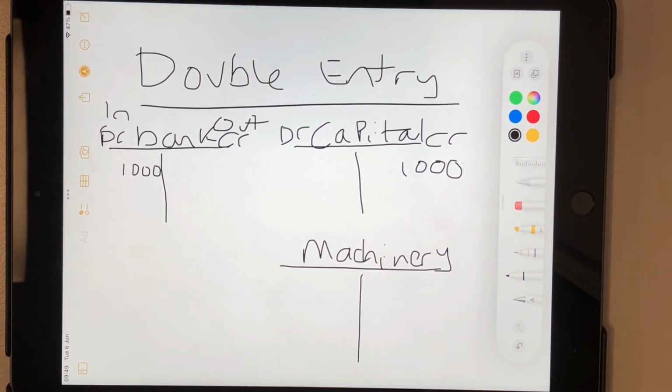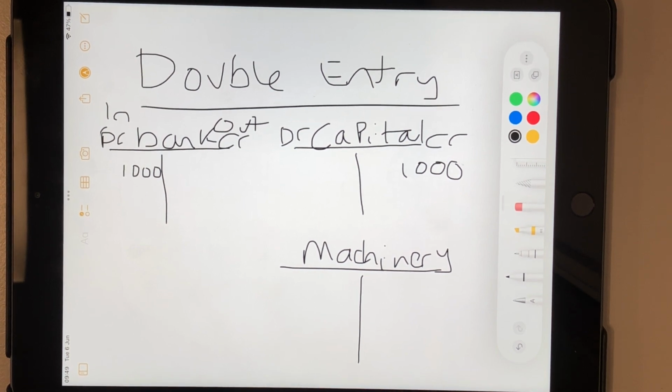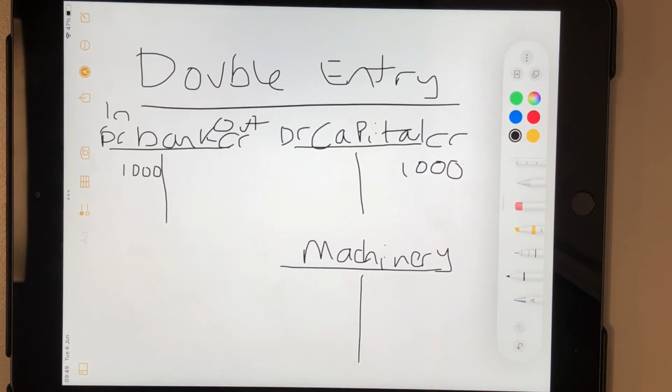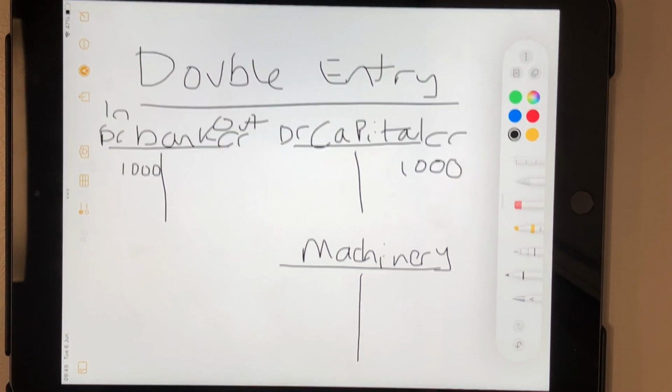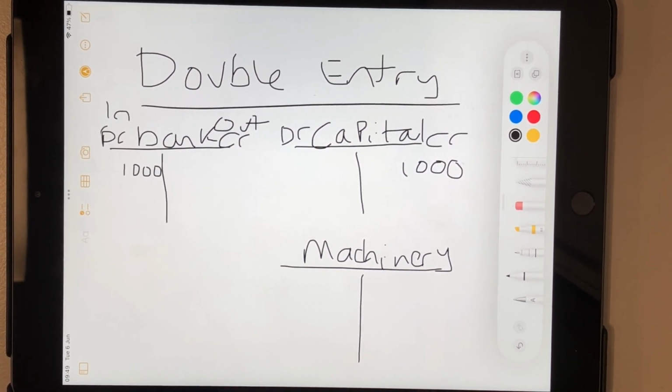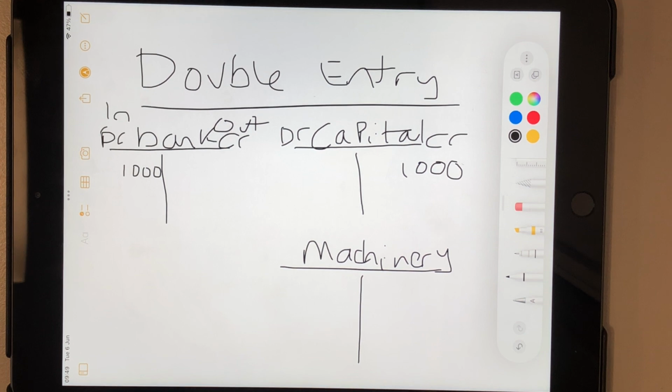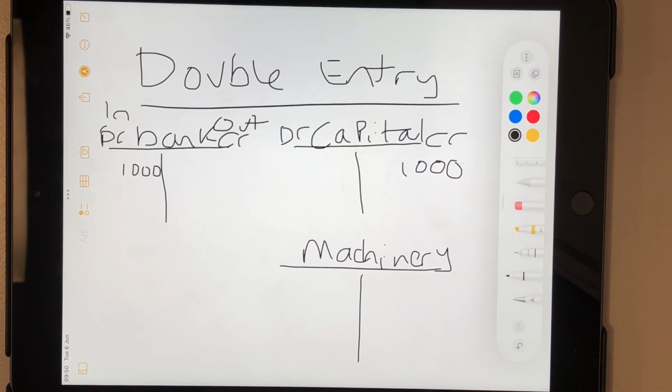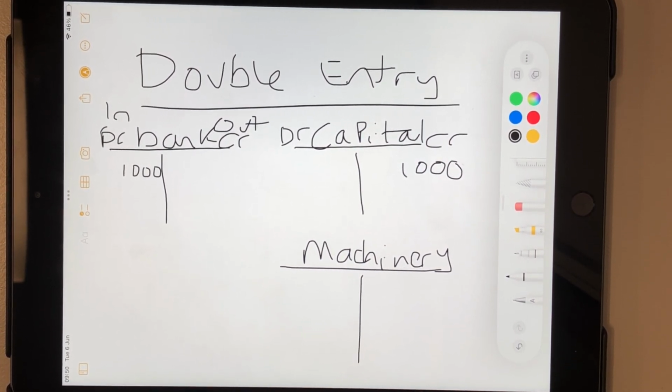Okay, so we have a machinery T account, and you can pretty much have an account for everything really. Obviously there are some things like stationery. You're not going to have a T account for pens and one for pencils and one for rulers and one for staples. You probably just have an account for stationery, and anything to do with stationery, you just chuck it in there. But we have one for machinery.